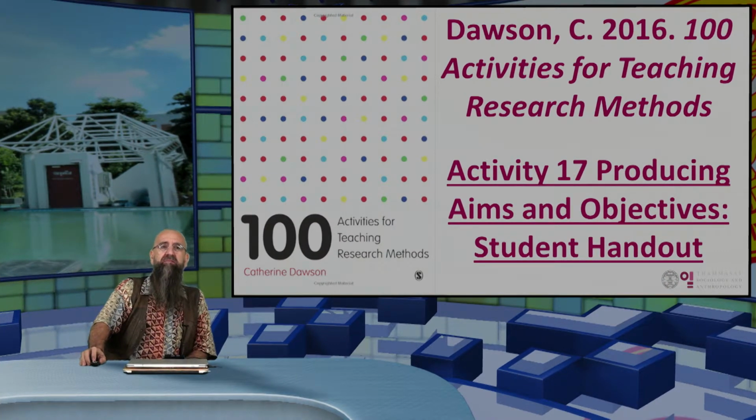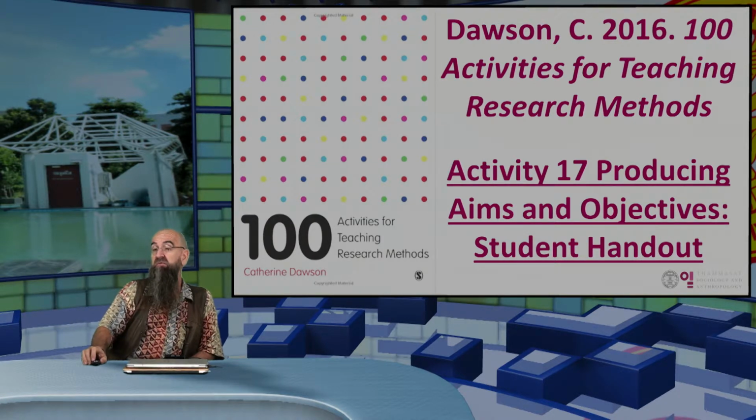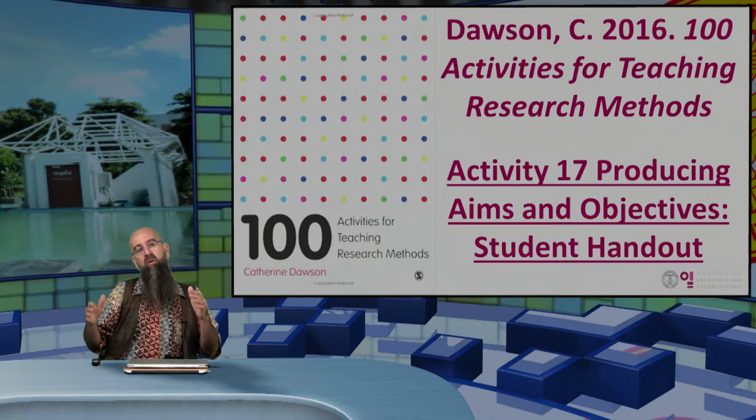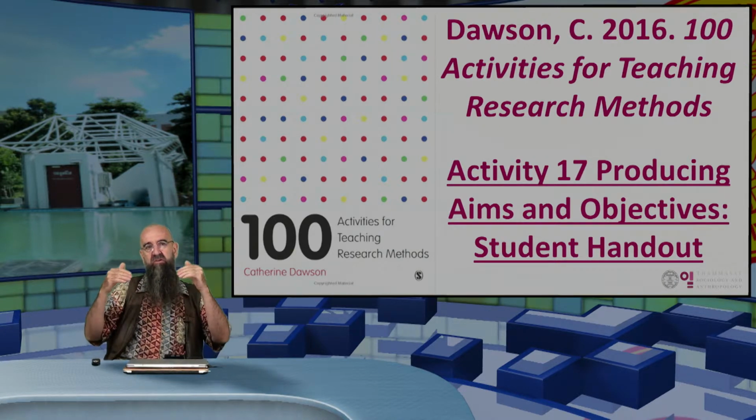There are a number of activities from Dawson which I think could be a nice way to reinforce some of the points that we have been making at other times during the course. And one of these is the importance of producing aims and objectives. What is our aim in the research that we are doing?